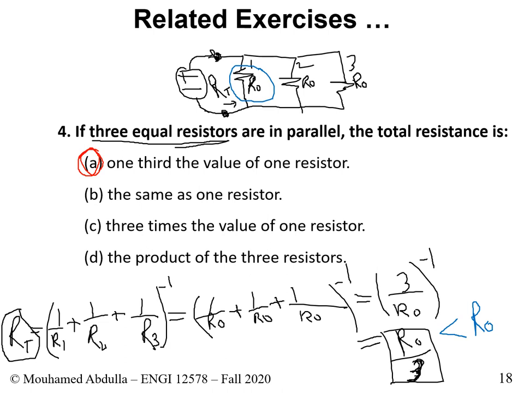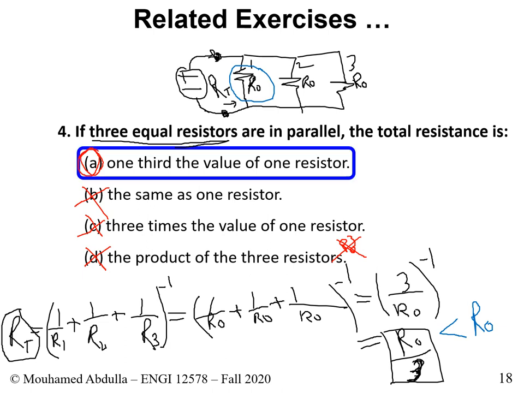The same as one resistor, that's not true. The total resistance is not the same as one resistor. 3 times the value of one resistor, this is not true. It would be true if these resistors were connected in series, but not if they are connected in parallel. So C is also not true. The product of the three resistors, no, this is absolutely wrong. Basically what this means is you simply do R0 times R0 times R0, so it will be R0 cubed. No, there's no such thing with resistance. So this is absolutely wrong. So the answer, like we expected, is indeed A.